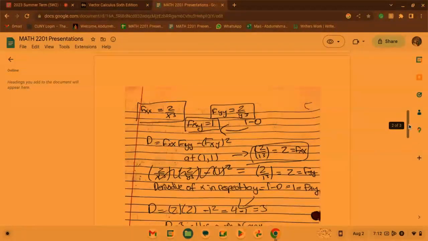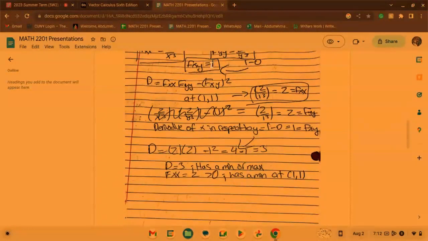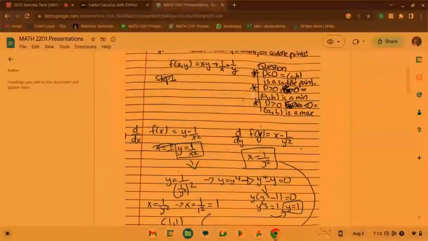And then the mixed partial, which was 1, because this was a whole different game. It simplified to 1 minus 0, and it basically came to 1. Then I used the formula given, which is D equals f_xx f_yy minus f_xy squared. I told you I put some notes. So this basically says that if D is less than 0, the critical points are saddle points. If it's greater than 0, they have to be either a min or a max.